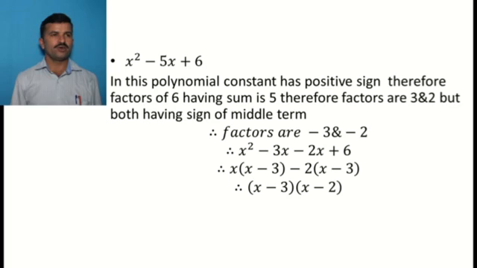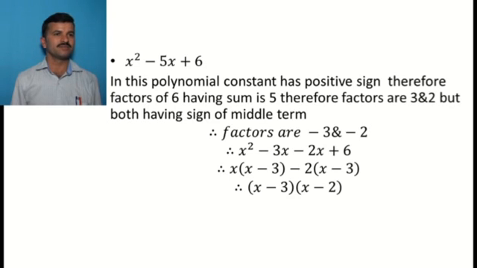The second polynomial is x square minus 5x plus 6. I can choose the same polynomial, but signs differ from each other. In this polynomial, constant has a positive sign, but the middle term has a negative sign. Therefore, you can choose first factors 3, 2. But here, the middle term has a negative sign. Therefore, you have to give the factors as minus 3 and minus 2.